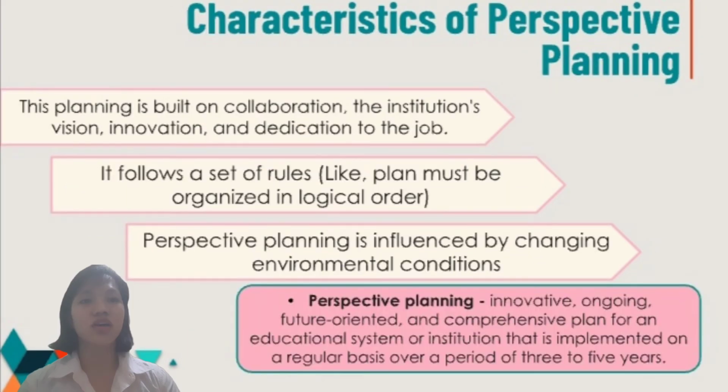For the fifth characteristic of perspective planning, it emphasizes that planning is based on team collaboration, the institution's vision, innovation, and dedication to the job. It is teamwork collaboration because we plan as a group, not as an individual. By doing that, we make the plan more attainable and achievable because everyone is accountable in the planning process.